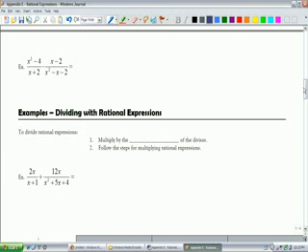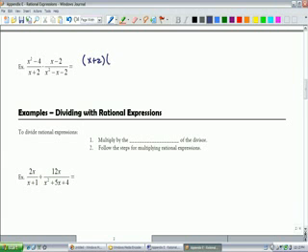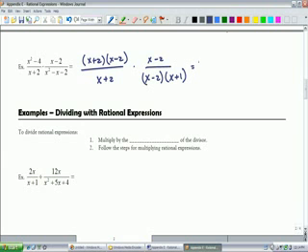Okay, next example, a little more difficult, but nevertheless we're going to follow the same rules here. We need to factor, so I'm going to factor x squared minus 4 into x plus 2 times x minus 2, that's the difference of squares, over x plus 2, times x minus 2 over x minus 2 times x plus 1. Okay, now that's our entire problem factored.